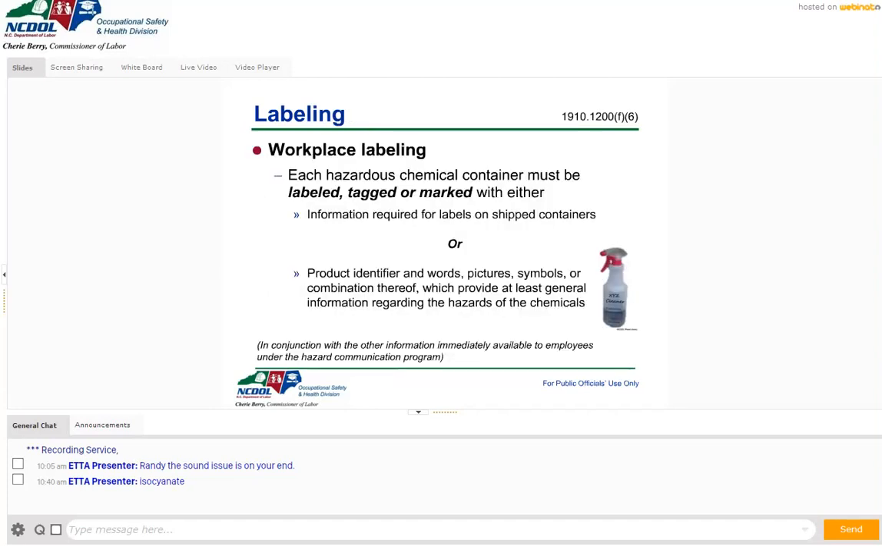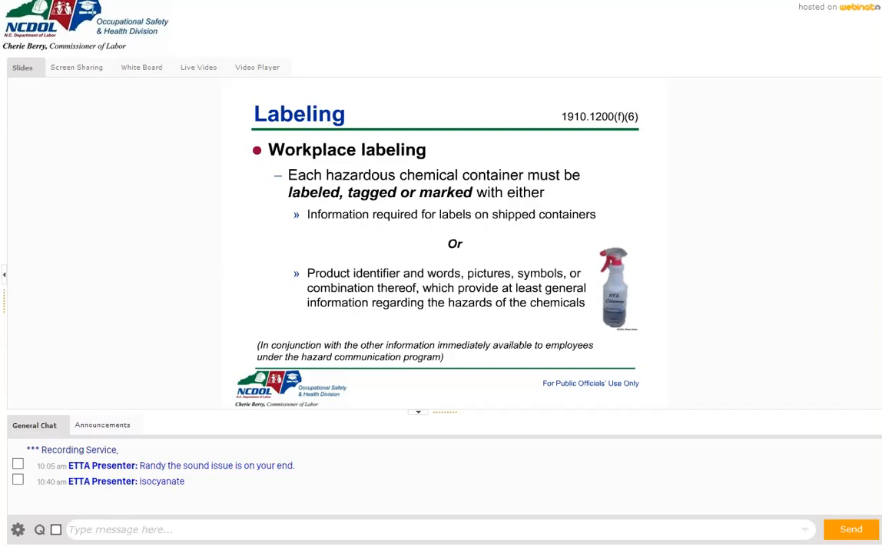Now, workplace labeling. This is something I want to spend a few minutes with for sure. Workplace labeling means that I've got a chemical and I've transferred that chemical to a secondary container, like that spray bottle.